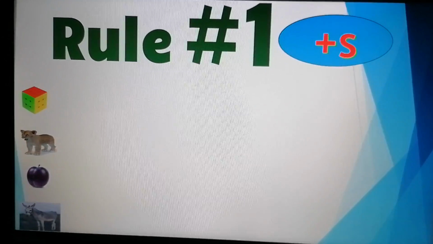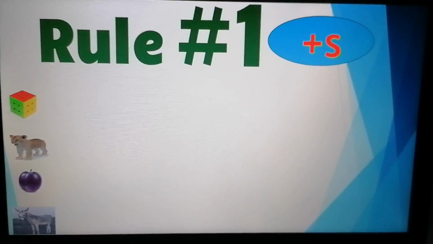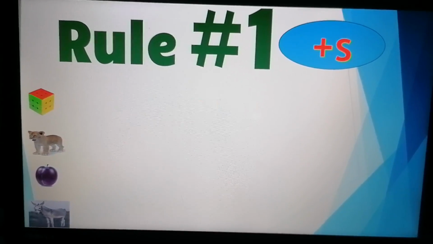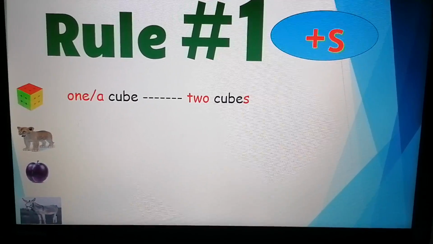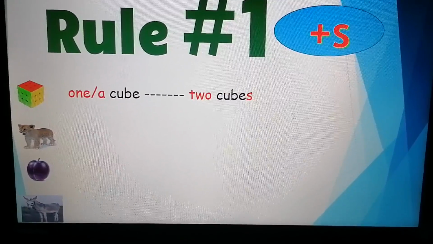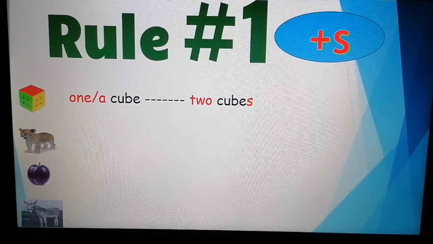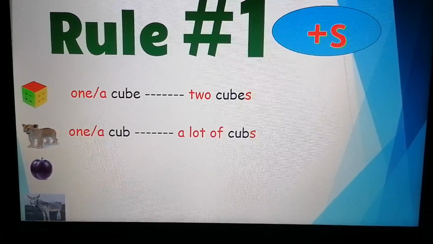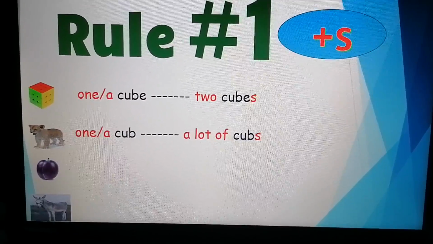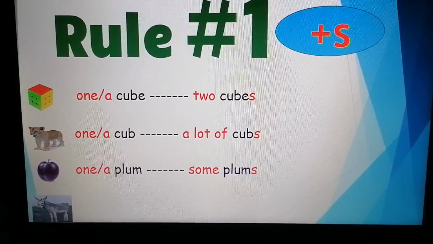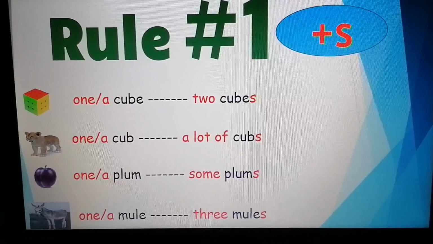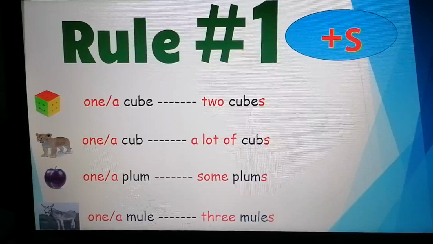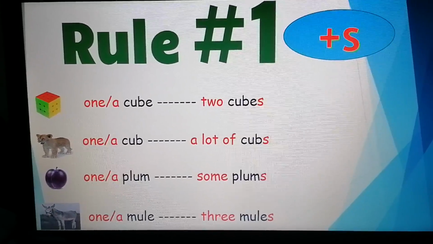Rule number 1. Now, together we are going to remember rule number 1. Here are examples. 1 or a cube, 2 cubes. 1 or a cub, a lot of cubs. 1 or a plum, some plums. 1 or a mule, 3 mules.